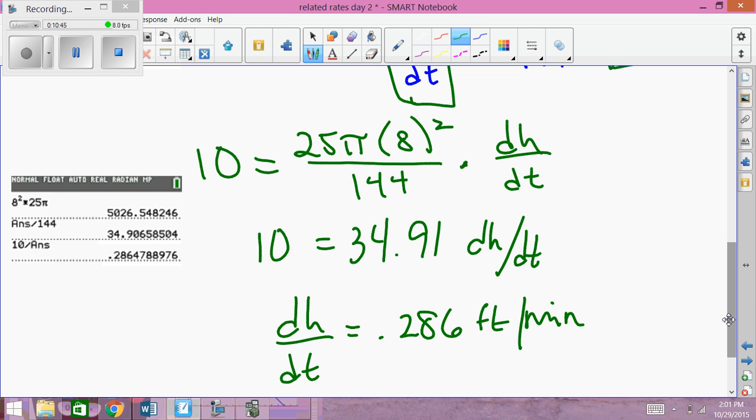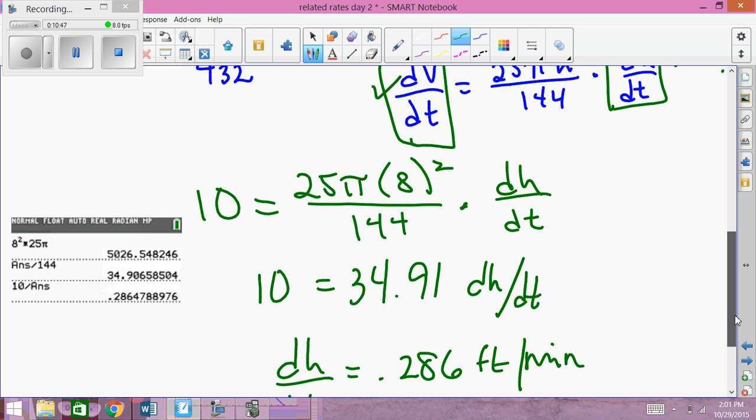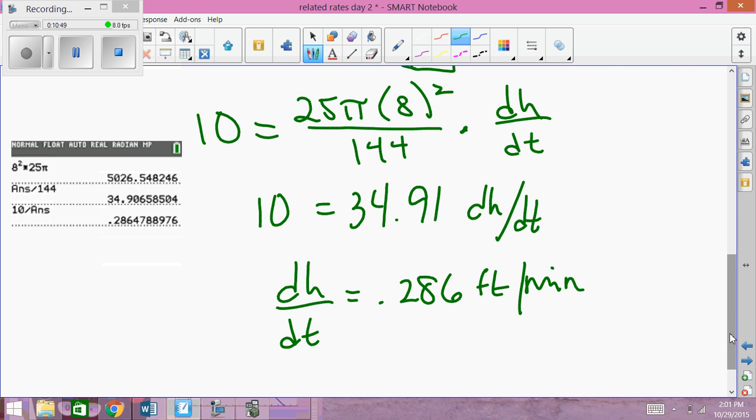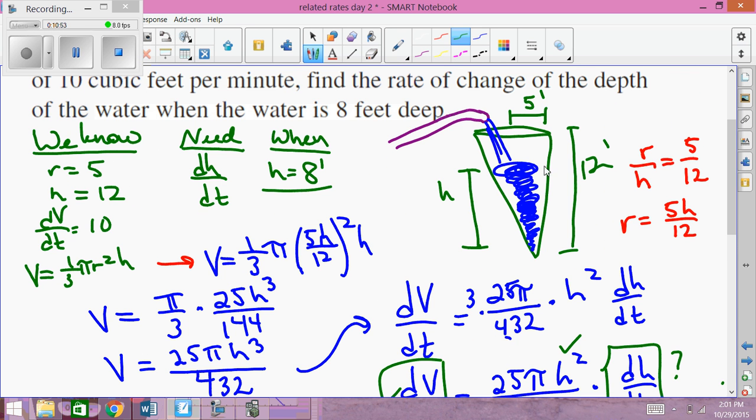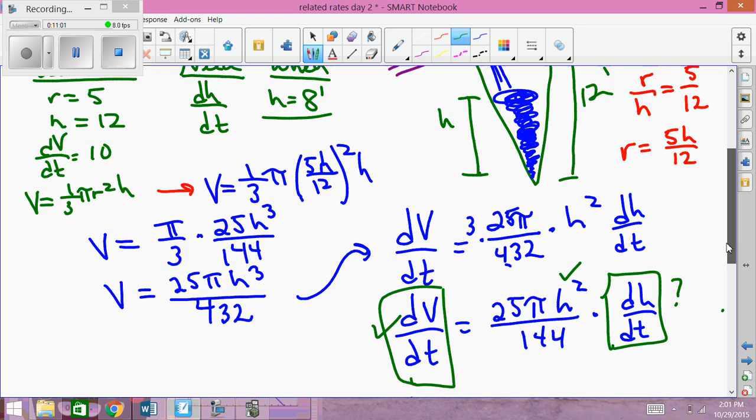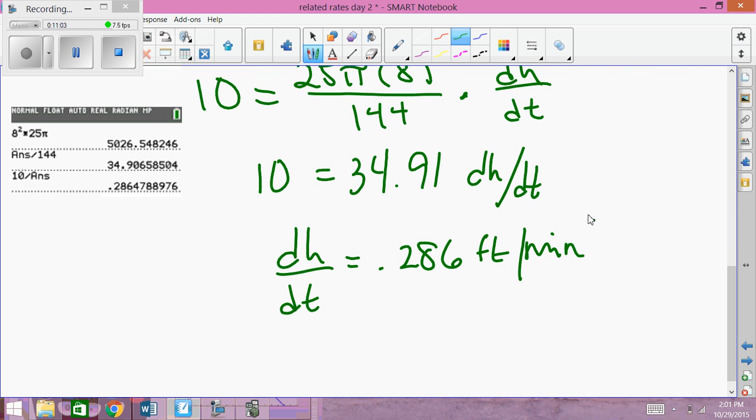That seems reasonable. It should be slowing down as it gets up to the top, because the surface area is getting larger, and so it's taking longer for the height to rise. That makes complete and total sense. So there it is.